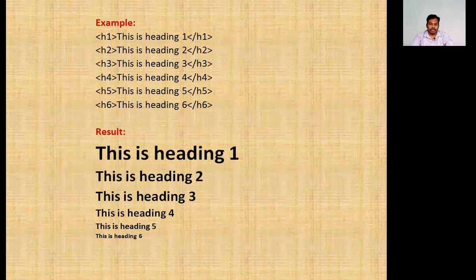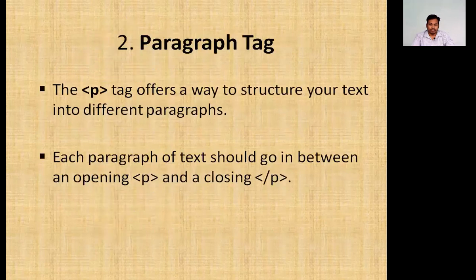So heading we have seen. Now paragraph. Each paragraph of the text should go in between an opening angular P and a closing slash P. Okay. This tag is for the paragraph. Headings and paragraphs, all these are in the body section of the HTML, right?